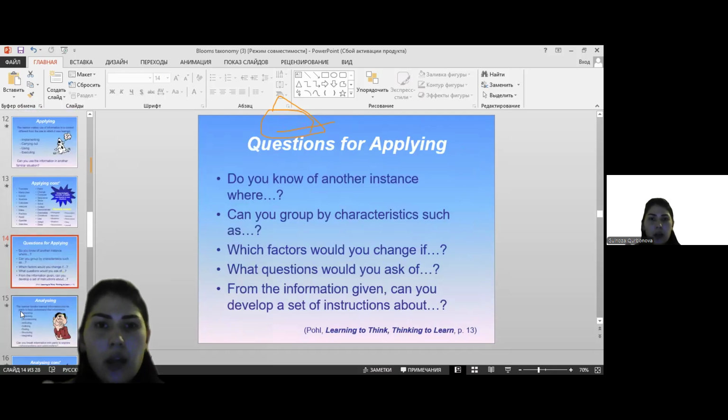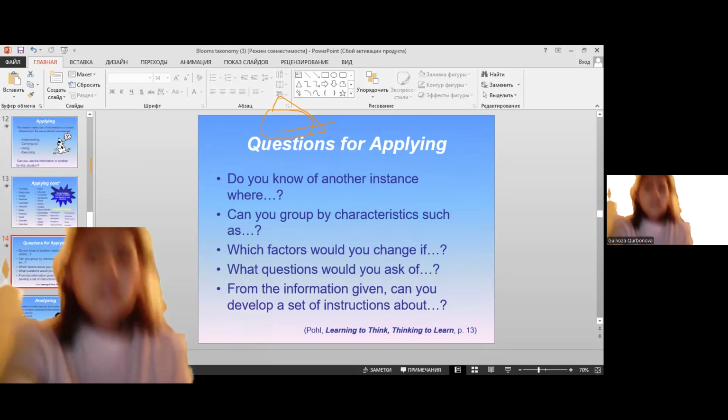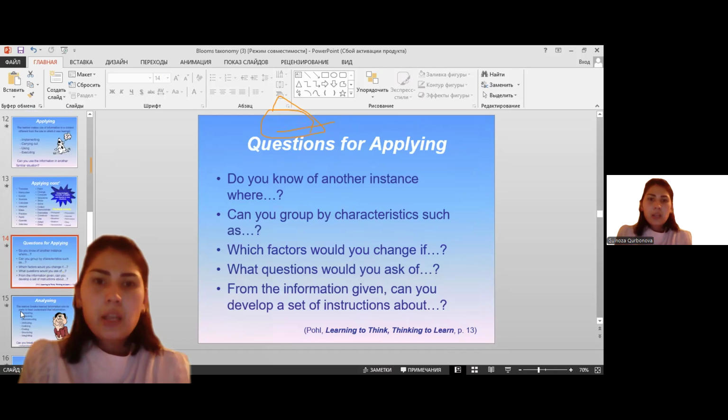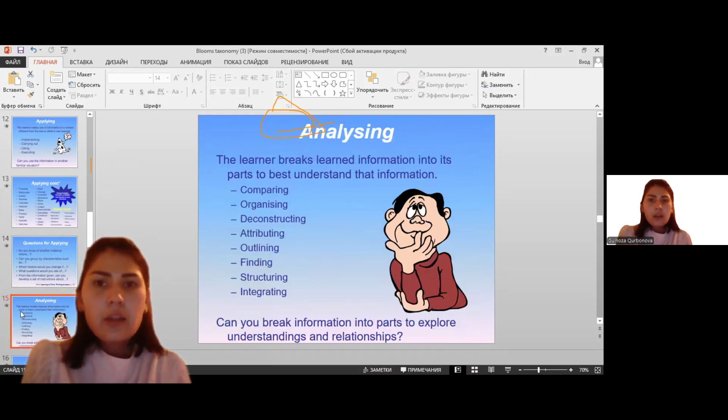Questions for applying. Do you know of other instances where? Can you group by characteristics such as? Which factors would you change if? What questions would you ask of? From the information given, can you develop a set of illustrations about?